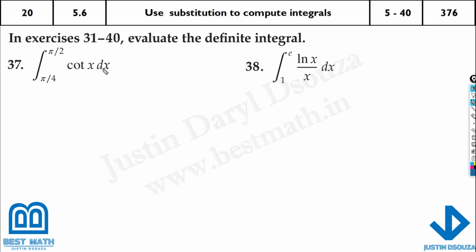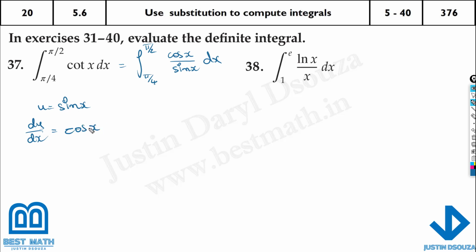What about these? Now, cotangent. Do we have any rule for cotangent? No. But we know cotangent is cosine by sine. So here, first, the given question transforms to the integral from pi by 4 to pi by 2 of cotangent, which is cosine x by sine x dx. Now, whatever is in the denominator, you consider to be u. u is sine x. And then what we do is derive this. du by dx will be equal to cosine, positive cosine.